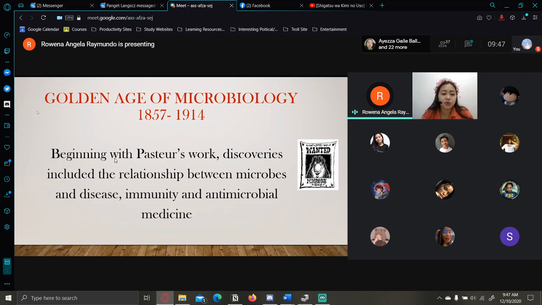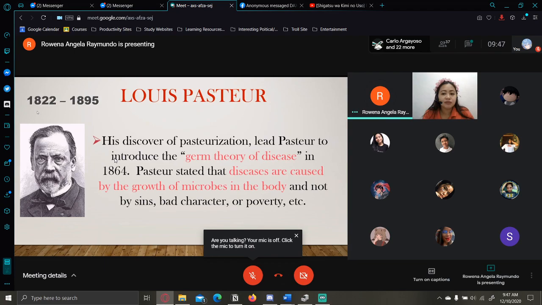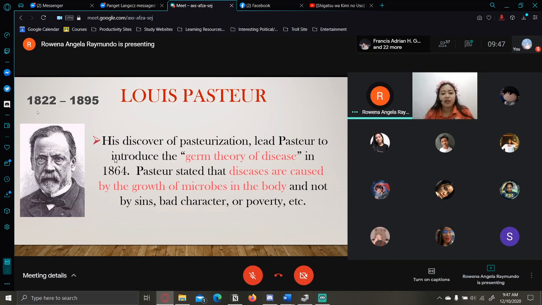He discovered pasteurization, which led Pasteur to introduce the germ theory of disease. So, yung pasteurization, if you already have an idea, ginagawa to in the production of milk and other dairy products. Bakit? When we say pasteurize, ibig sabihin iniinit natin yung liquid at a temperature na mamamatay ang microorganism, usually at around 70 degrees Celsius.